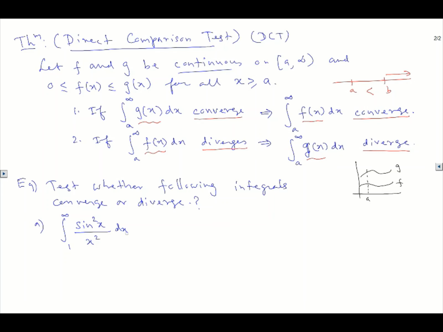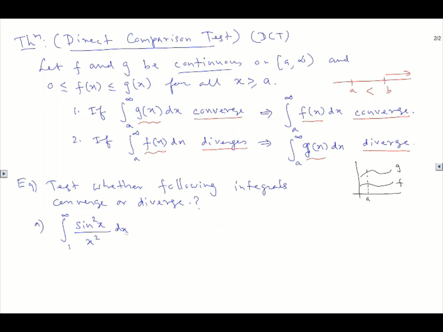We try to see whether we can find another function to compare with, which is either converging or diverging. If you want to show that this one converges, then you want to find a larger function whose corresponding integral converges. If you want to show that this function is diverging, you want to find a smaller function whose corresponding integral diverges. So that's the idea. If you want to show that this converges, you find a larger function that converges. If you want to show that this diverges, you find a smaller function that diverges. That's what the theorem says.